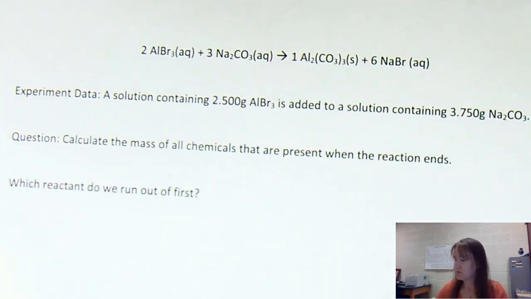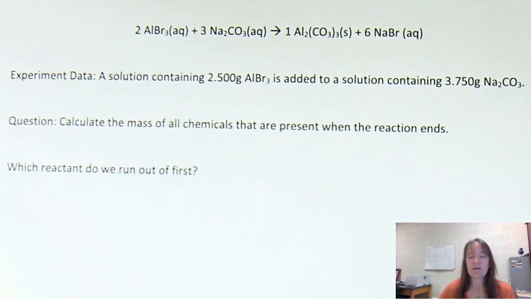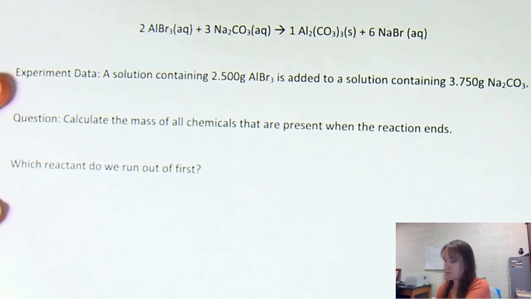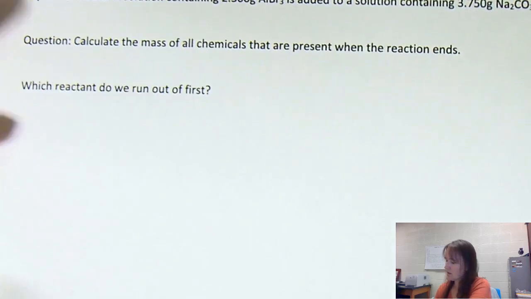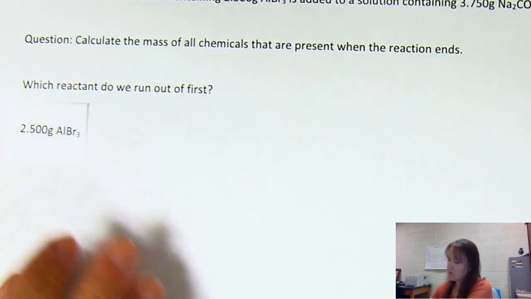So to calculate which of the ones we run out of, we have to do some stoichiometry. And stoichiometry is simply when we can take the amount of the chemical and get it into moles so that we can then figure out the moles of the other chemical. And if we want the mass, then we just convert that chemical to mass. So what we need to do is figure out which reactant we run out of first. So to do our calculation, we have to start with the mass of one of the chemicals.